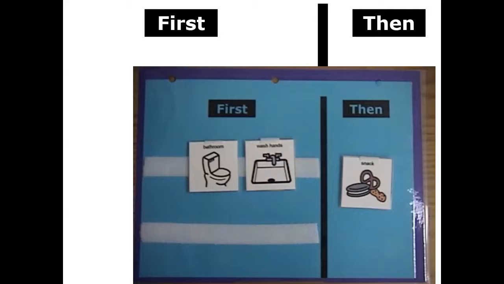So for this child, they do not prefer using the bathroom and washing the hands, but they do prefer the snack. And I do just want to add that it looks like the snack includes Oreos and peanuts, so we would not recommend that. But we would definitely recommend using a First Then board.